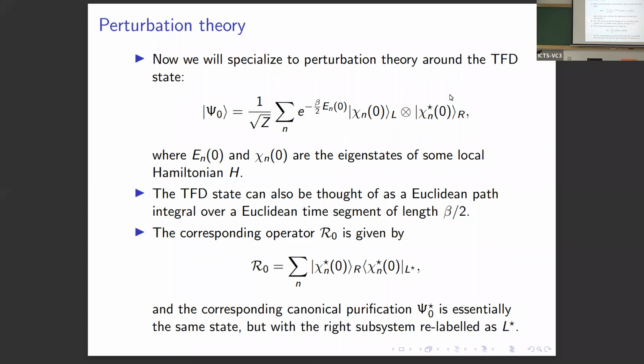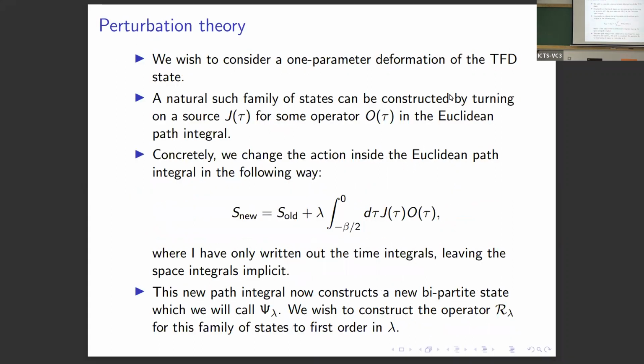Okay, so at lambda equals 0, let's say we start with the thermofield double state, as we just discussed. The thermofield double state has a nice property that it is its own canonical purification. So in particular, the reflection operator there is kind of trivial. It's the identity operator. So there we know everything in great detail. And now, what are the perturbations I'm going to consider?